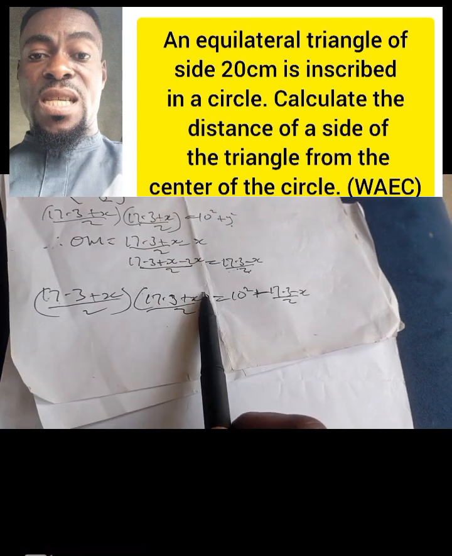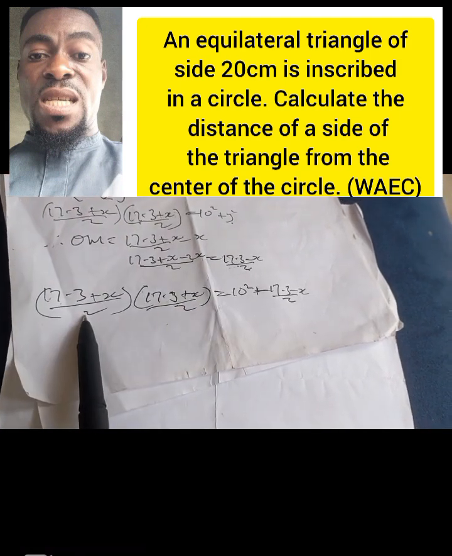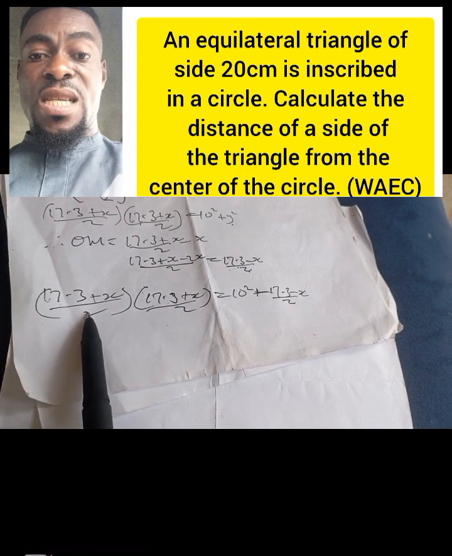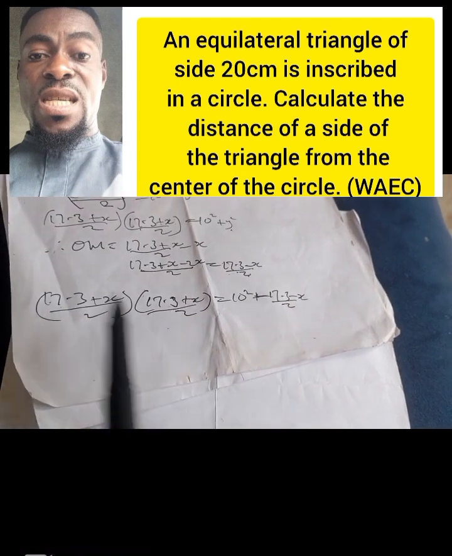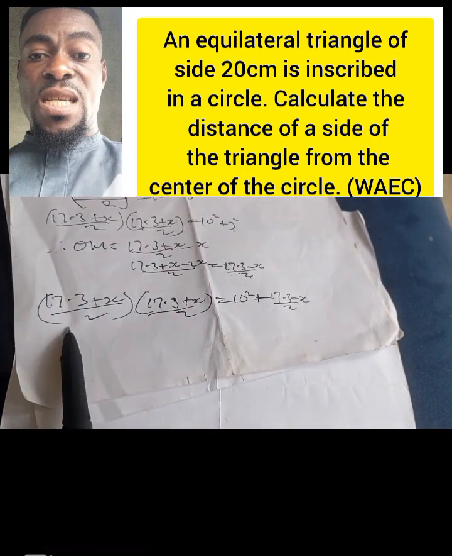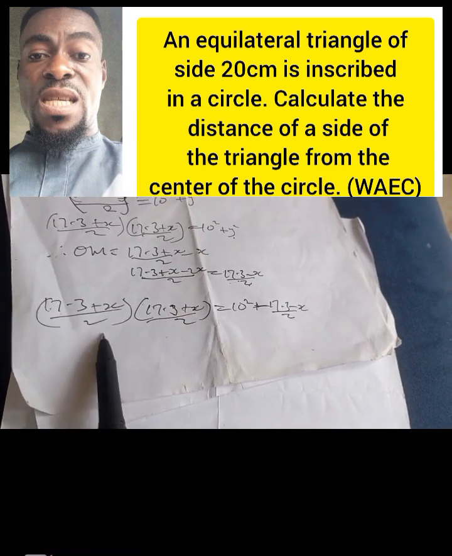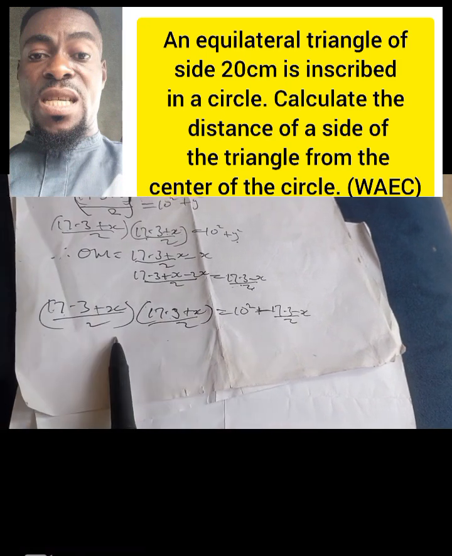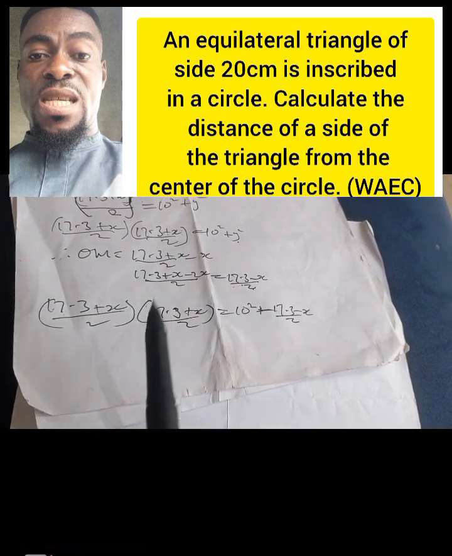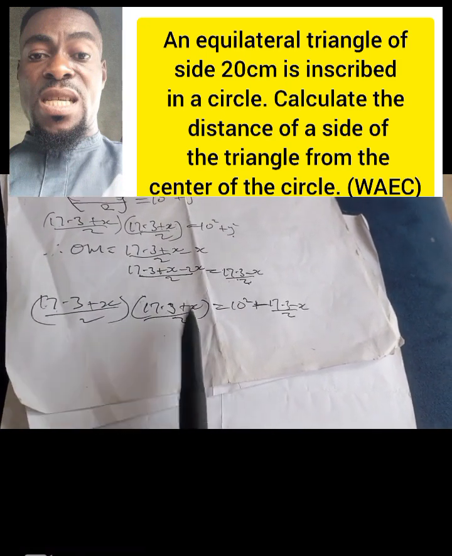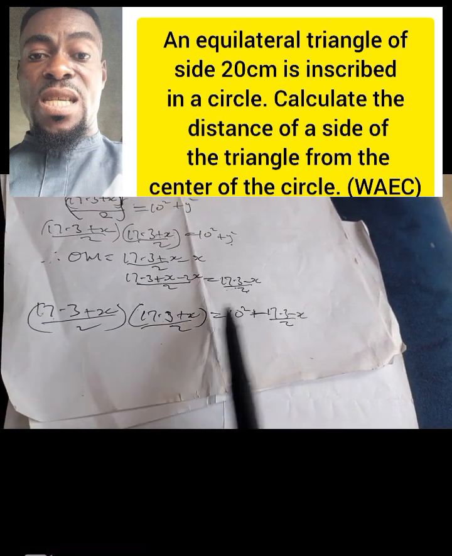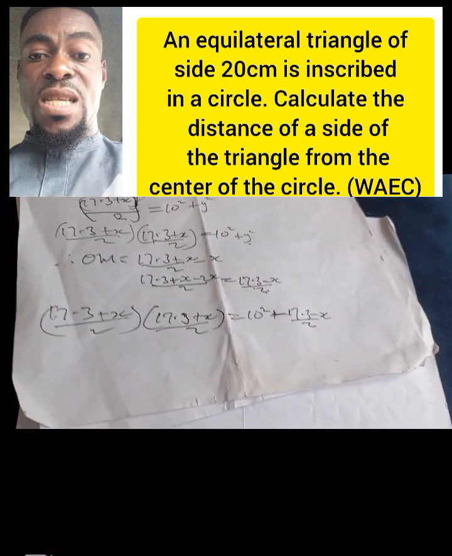Then x times x, then come to the denominator, denominator times denominator again. 17.3 times 17.3, we'll write it down. 17.3 times x, we'll write it down. Then x times 17.3, we'll write it down. x times x, which will give us x squared, we'll write it down. Then come to the denominator, 2 times 2, which will give us 4. We'll simplify it.